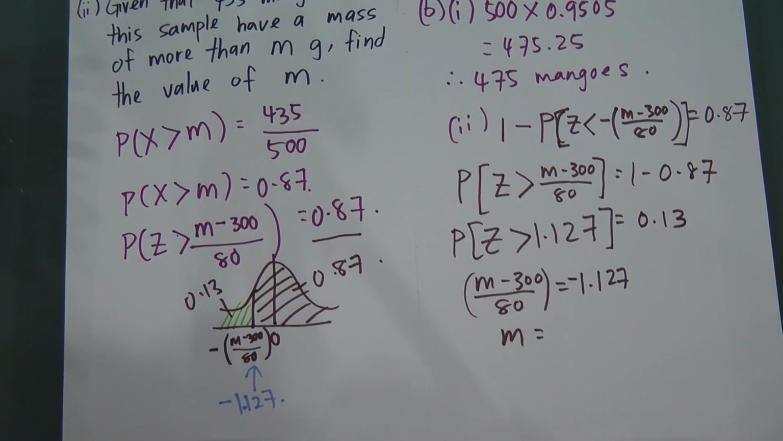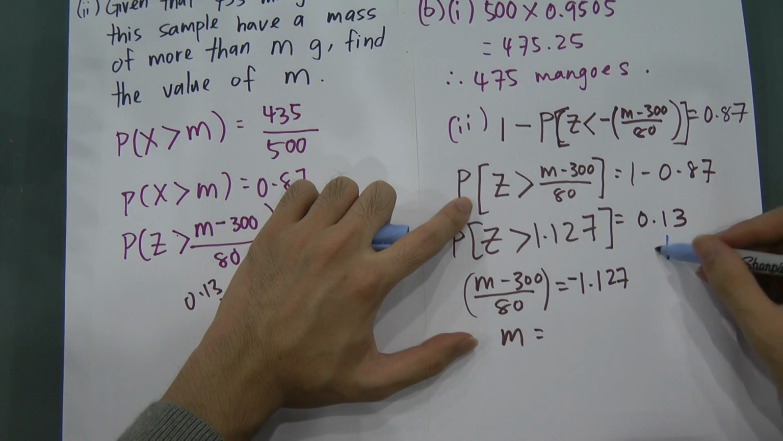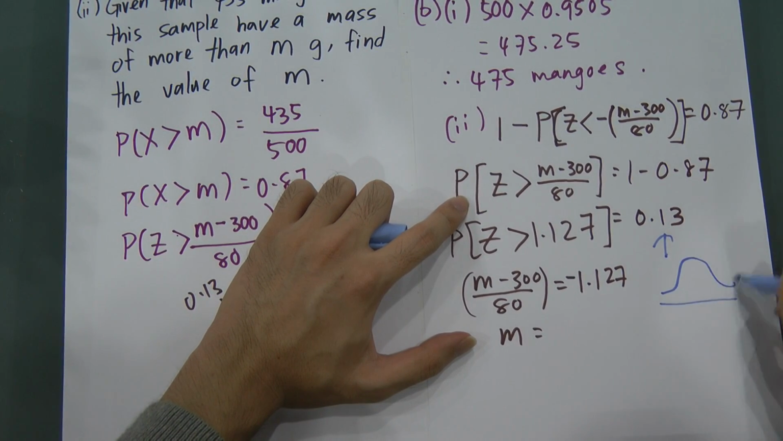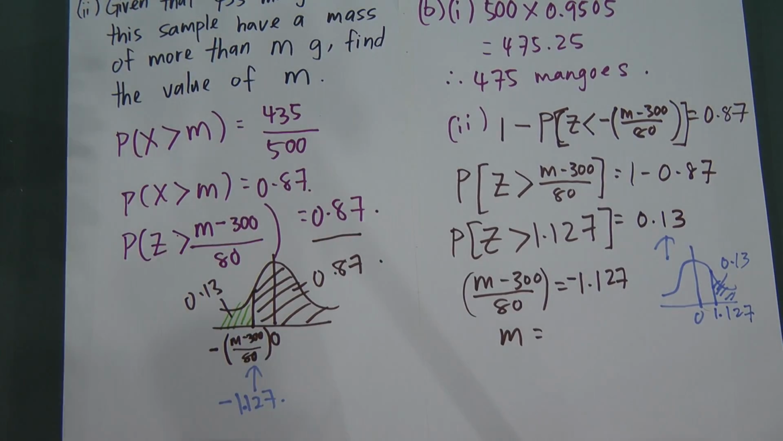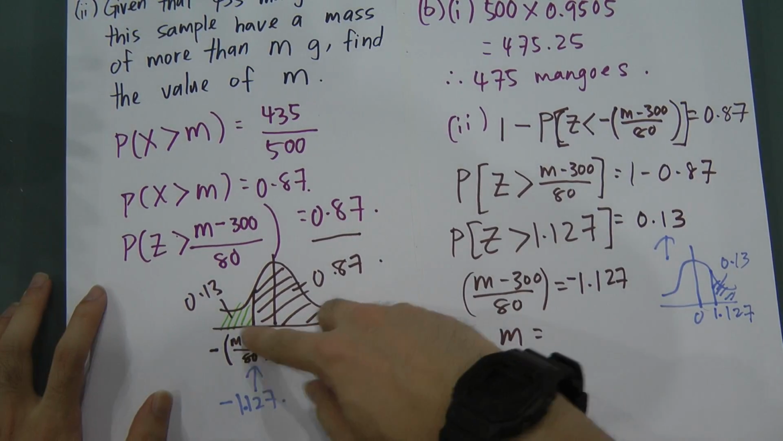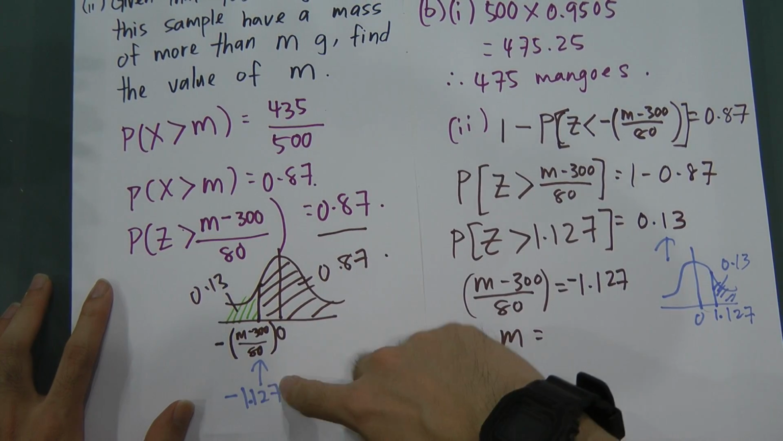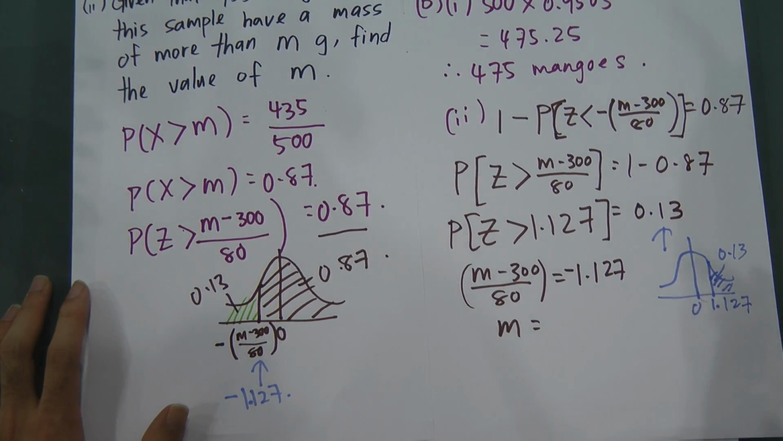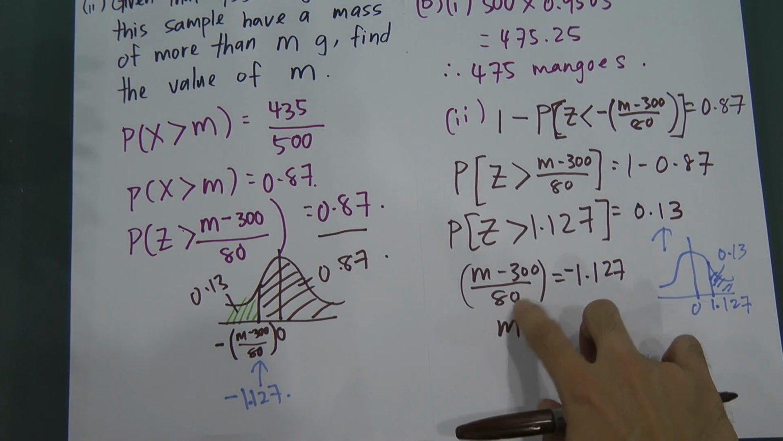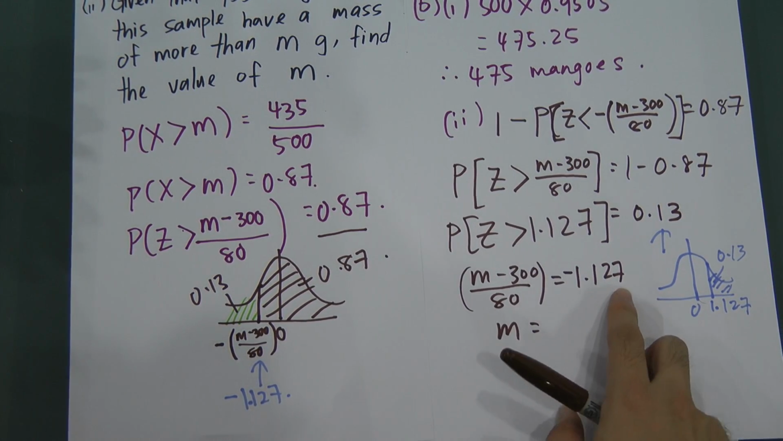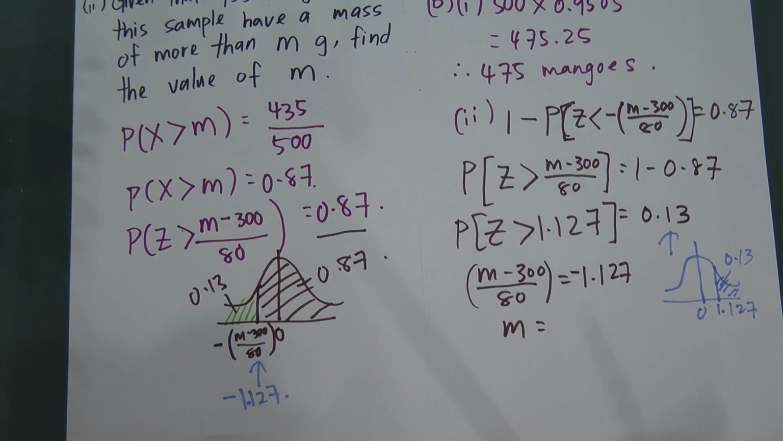So the message from this example is, if this is the bell-shaped diagram and this is 0, we got this area 0.13, and this one is 1.127. But the real value for this one is negative, so I have to use the real value to solve it. You have to make sure you add a negative, because you can easily make a mistake here. So now I solve it: negative 1.127 multiplied by 80 and then plus 300.